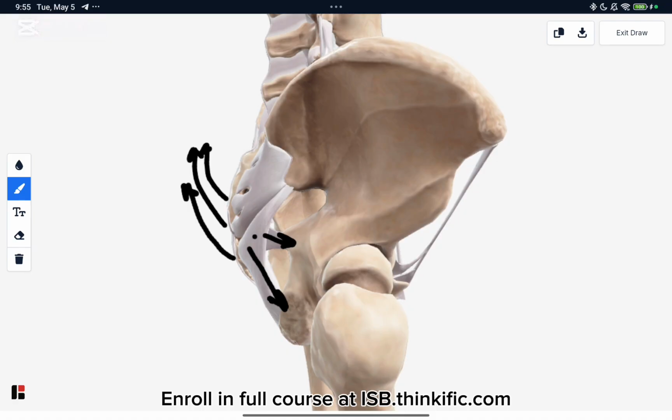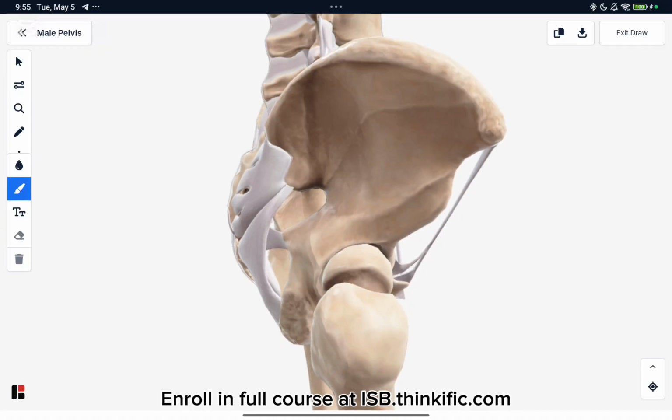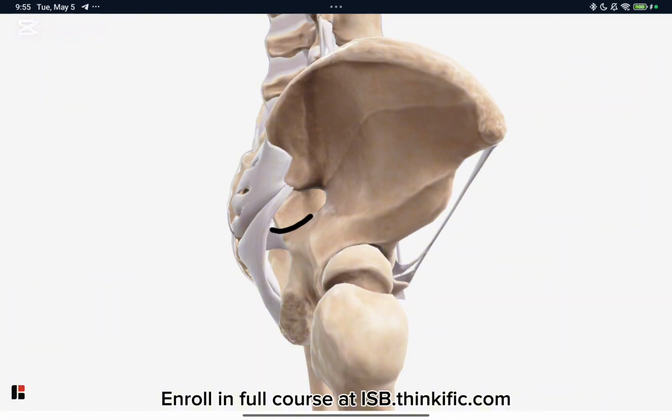And secondly, we already know it converts the greater and lesser sciatic notches into foramina. The greater sciatic notch is above the level of the sacrospinous ligament, and the lesser is below. So it's simple.